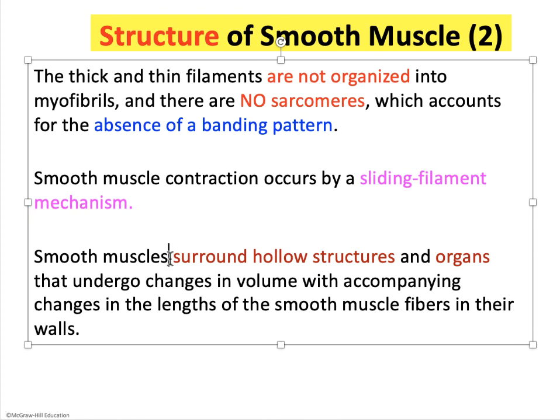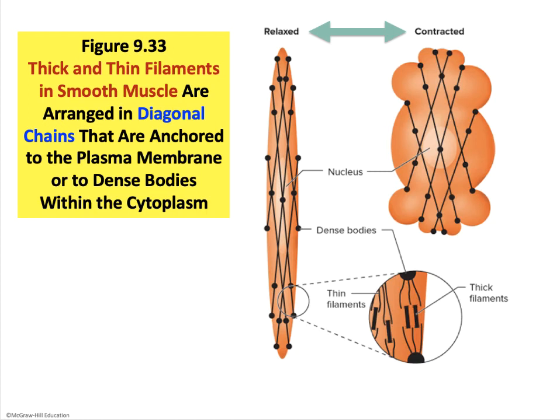Smooth muscle cells surround hollow structures and organs that undergo changes in volume, like the spleen. And they accompany these changes by contracting and reducing the lumen of that particular space. So around blood vessels, smooth muscle cells are present in concentric rings, and when they contract, they cause the diameter of the blood vessel to be reduced. Figure 9.3.3 shows a relaxed smooth muscle cell as well as a contracted smooth muscle cell in a diagrammatic form. And the inset shows us the arrangement of thick and thin filaments.